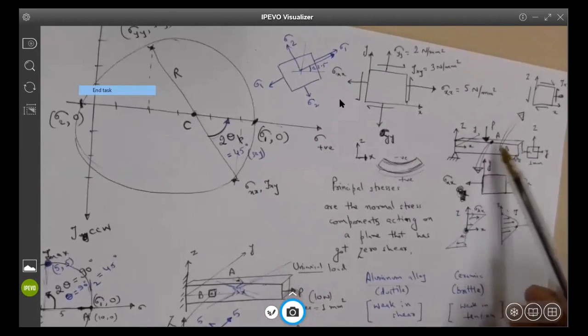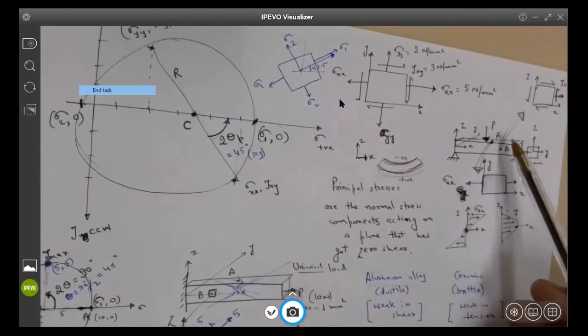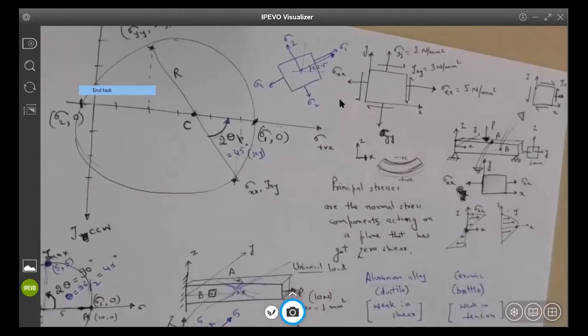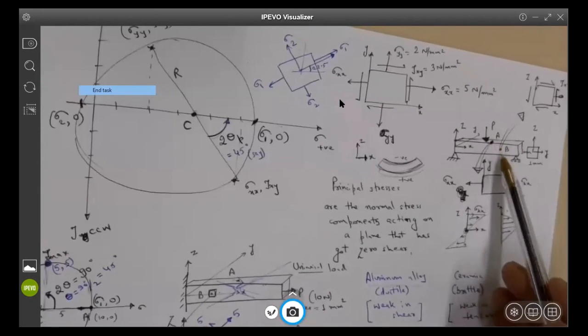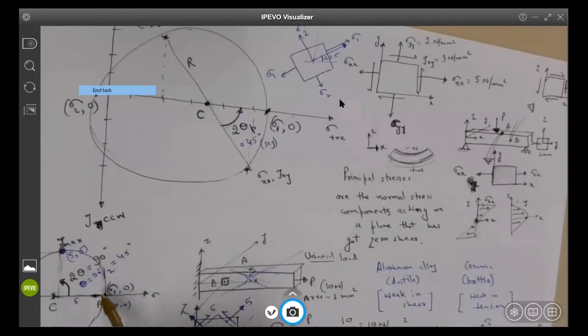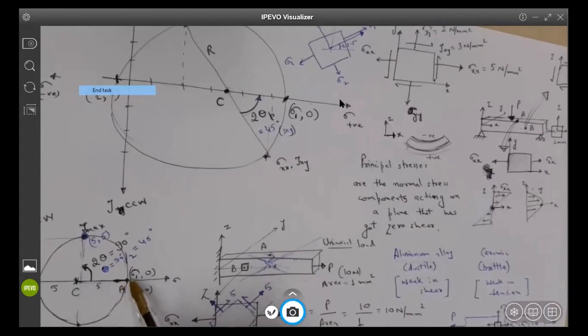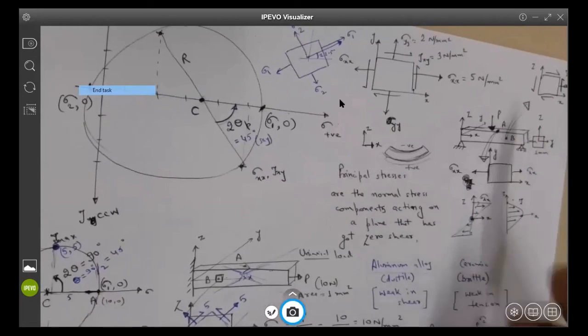If the material is a brittle material like carbon fiber composite or ceramic or glass or cast iron or something else, then I will say, okay, at these 2 points, what my Mohr circle tells me about is the maximum normal stress, the principal stresses. And wherever the principal stresses are maximum, that point will be my critical location.